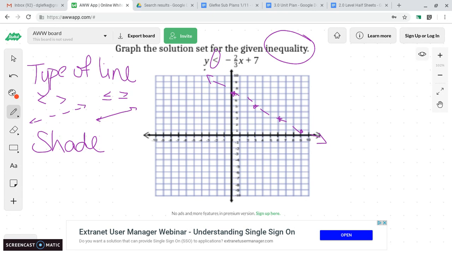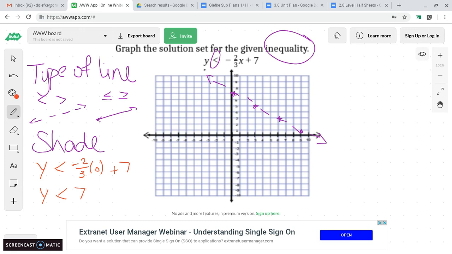Okay, so then after that, we need to shade one side of the line. And so what we need to do is plug in 0 for x. So we have y is less than negative 2/3 times 0 plus 7. So we end up with y is less than 0 plus 7, which is just 7. So we have y is less than 7. So 7 on our y-axis is our y-intercept, and we want the y values that are less than 7.